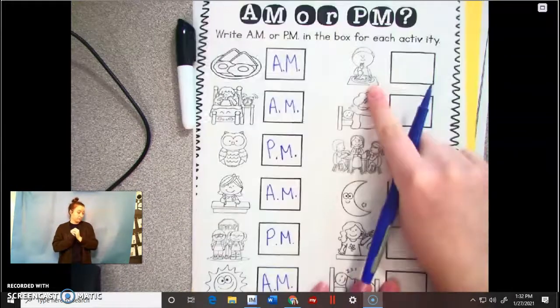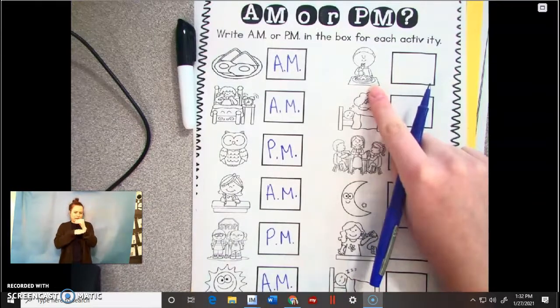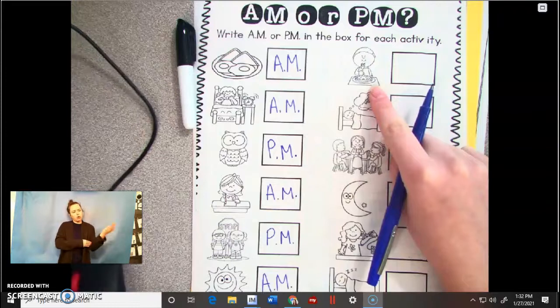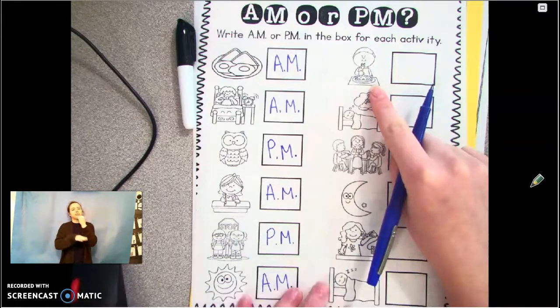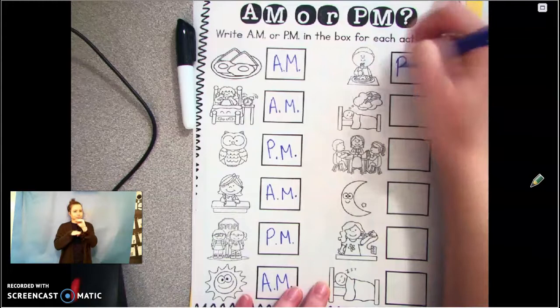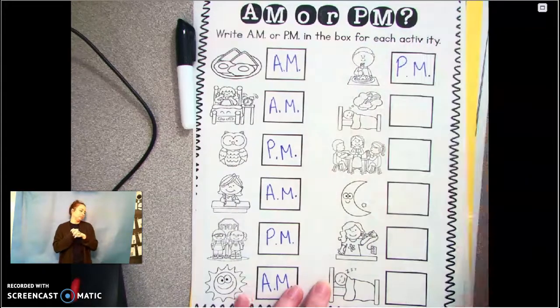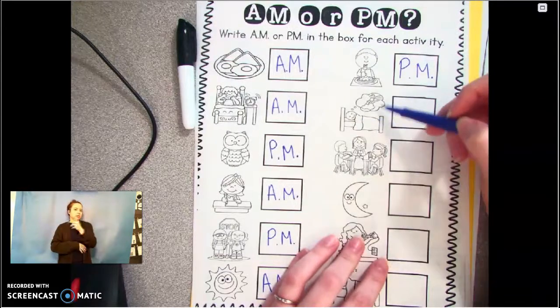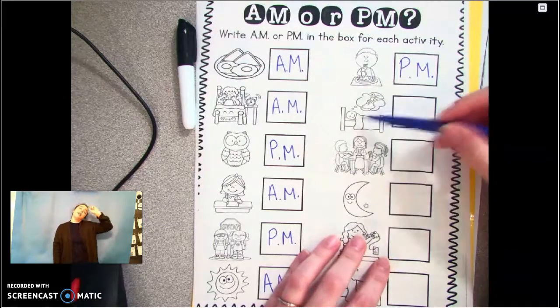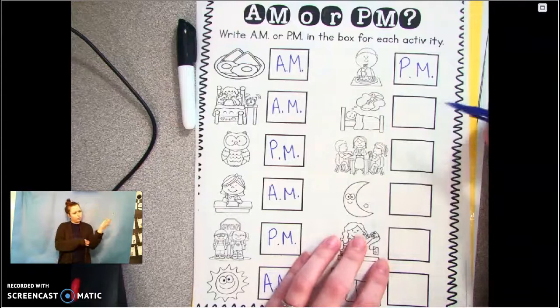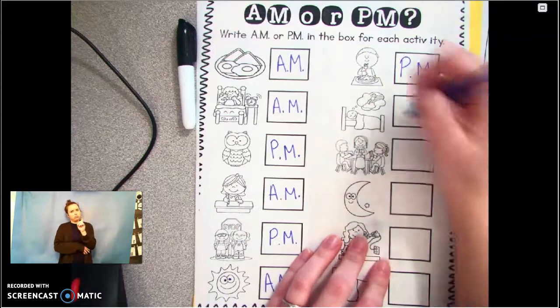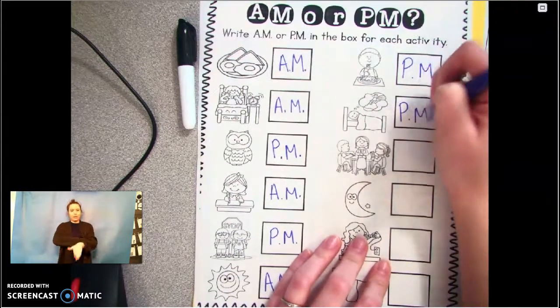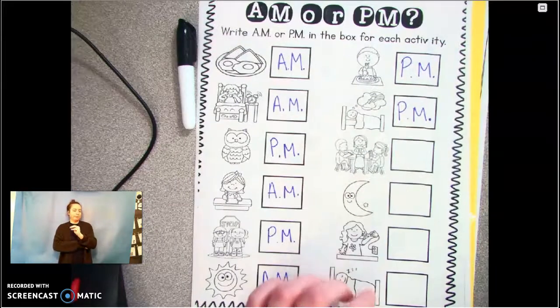All right, when do you eat dinner? Do you eat dinner in the morning or do you eat dinner at night? Good, we eat dinner at night. It's after our lunchtime. When do you go to bed and have dreams? Do you dream in the morning or at night? Good, we go to bed at night when we're dreaming.